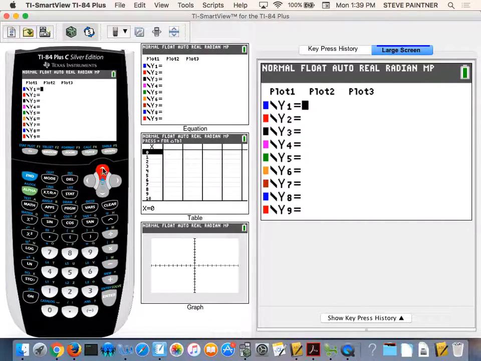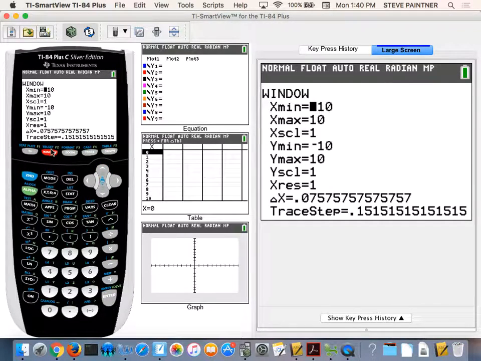Okay, you ready? Now, do me a favor. I know your calculator is all set up, but I want you to do this in the beginning. You want to know, do I have this nice graph paper? I want you to go up 10, down 10, right 10, left 10. How do you do that? Window. Hit your window button right here. Now I would like you to get the window to look just like that.